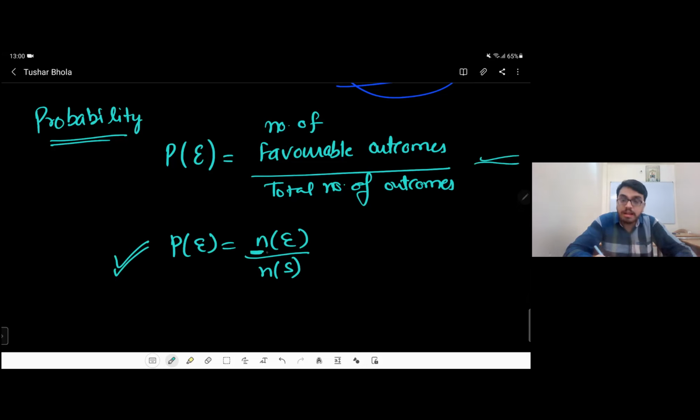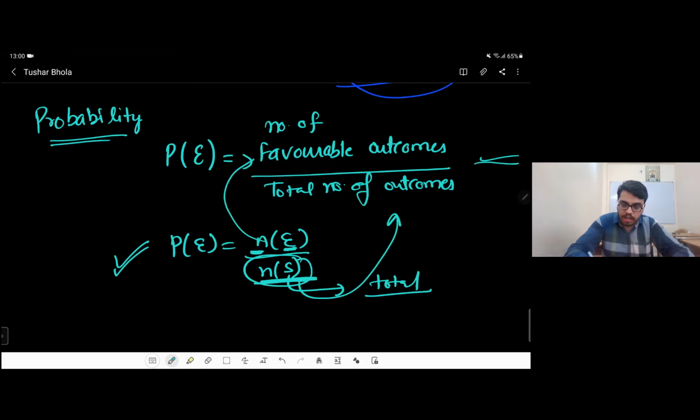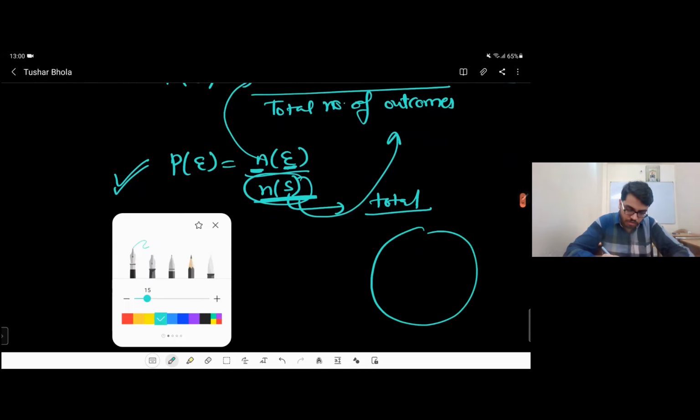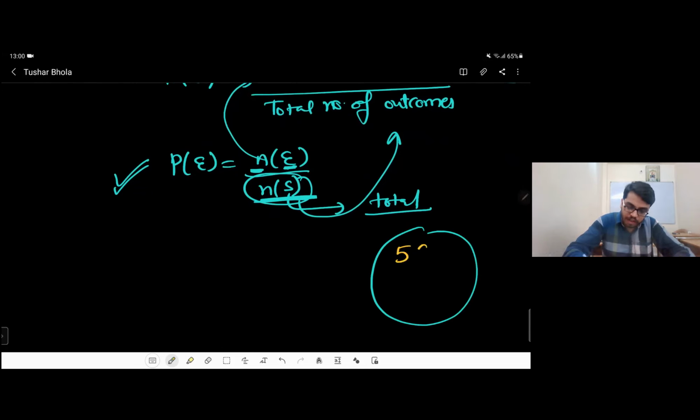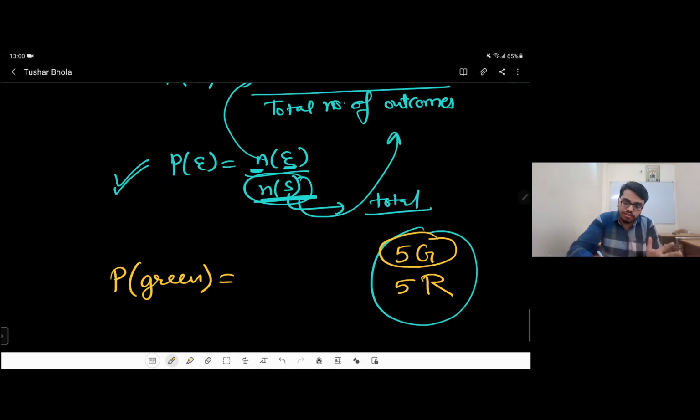NE stands for the number of favorable events, which I want, and NS stands for the total, the sample space. I will explain the meaning of sample space. Just imagine NS stands for the total number of outcomes only, and NE stands for favorable outcomes. Like I have given you the example: 5 green balls and 5 red balls. Now, if I want to find the probability of green balls, it is understood how many green balls there are? 5 balls. So how many are in my favor? Only 5 balls. And how many in total?